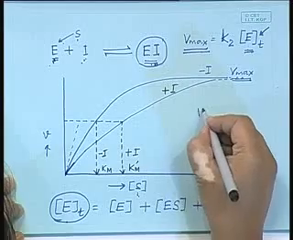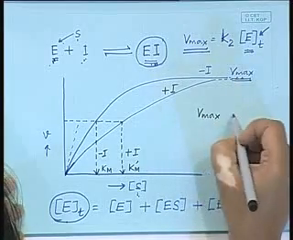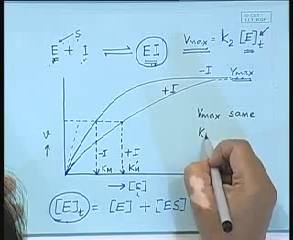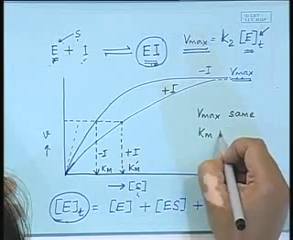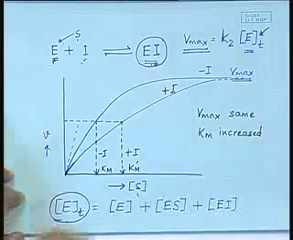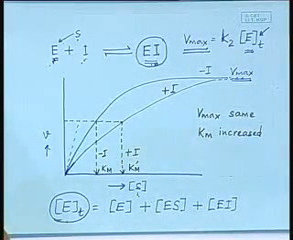So, my Vmax, same. Km increased. For what? For competitive inhibition of the enzyme.